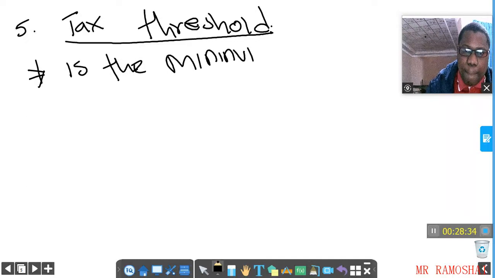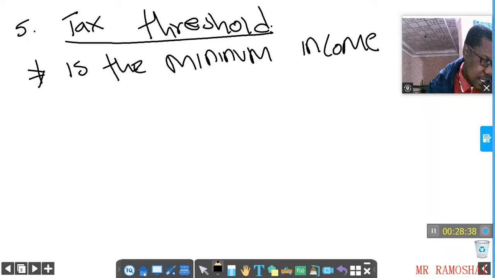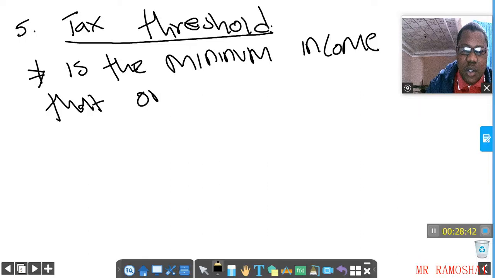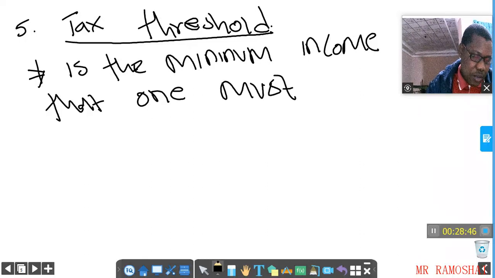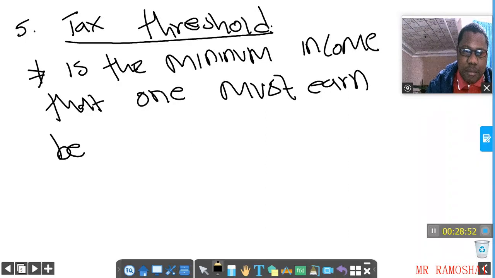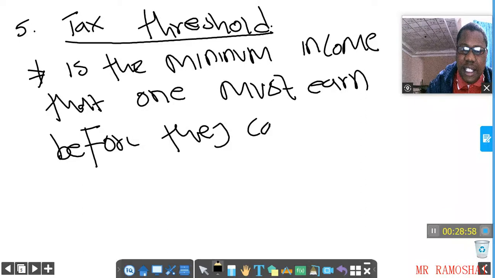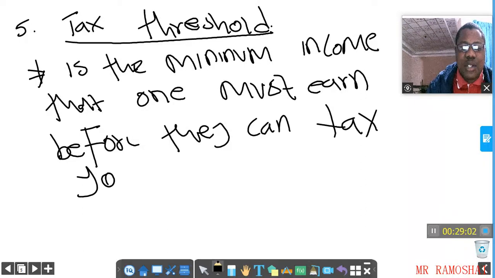Is the minimum income that one must earn before they can tax you.